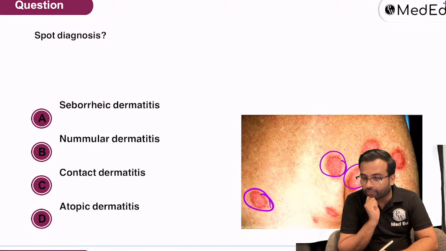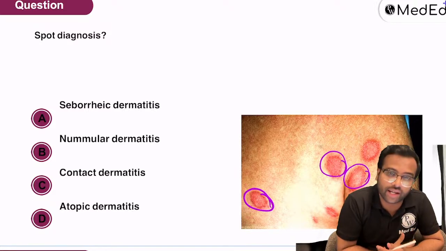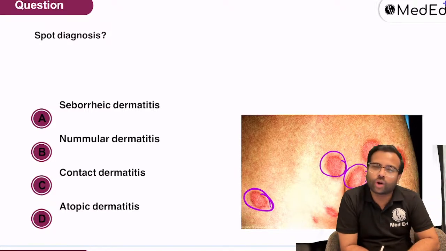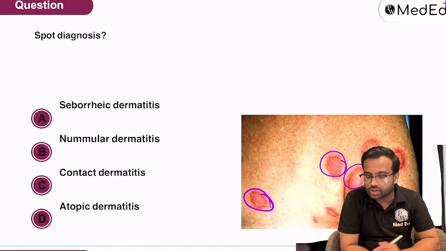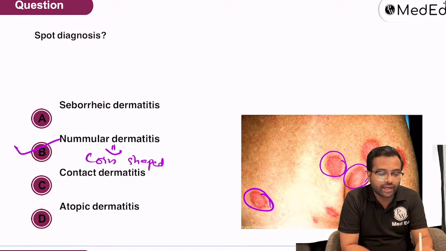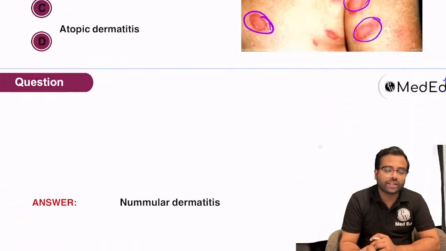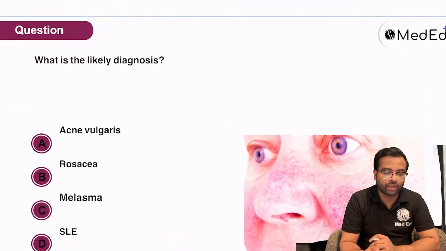Very, very good. Yes, the atopic triad can be seen in atopic dermatitis, but not necessarily in everyone. So yes, here all of you are getting it right. This is called nummular dermatitis because you get a coin-shaped eczema here. So coin-shaped eczema is called nummular dermatitis.